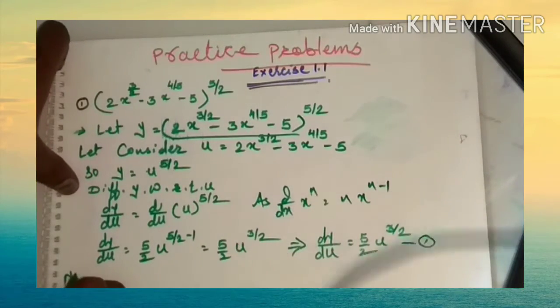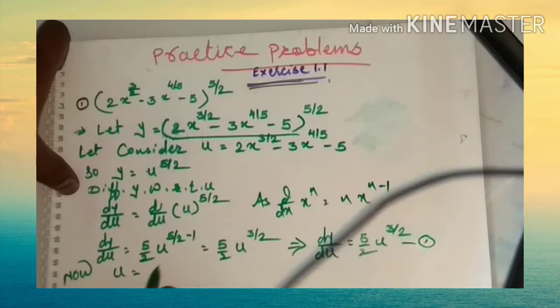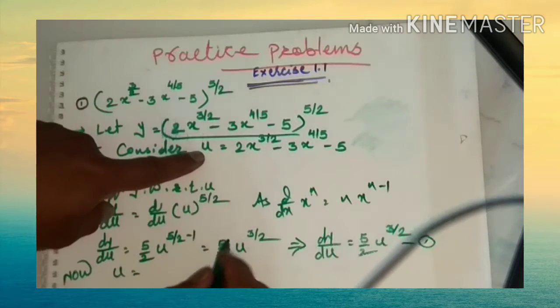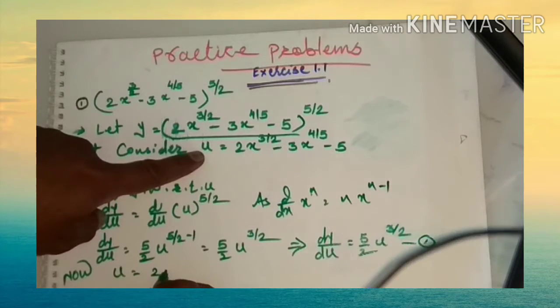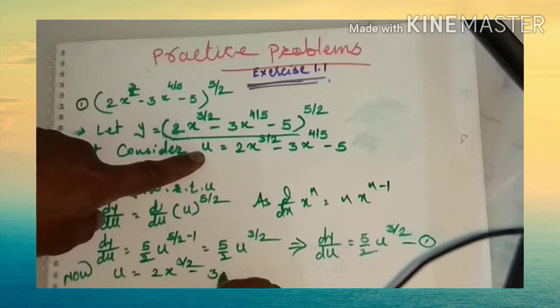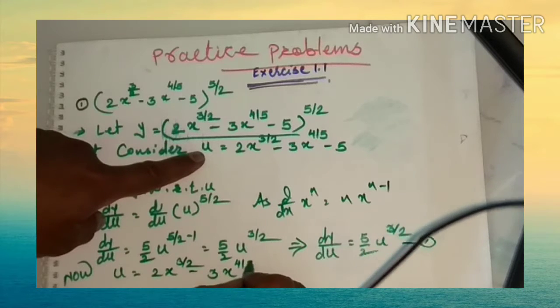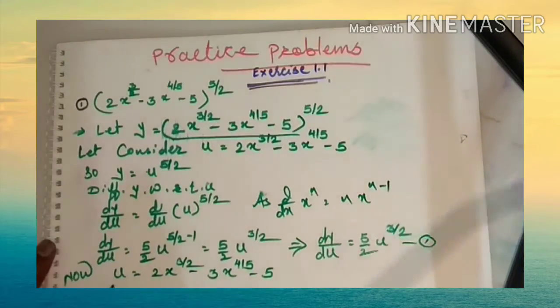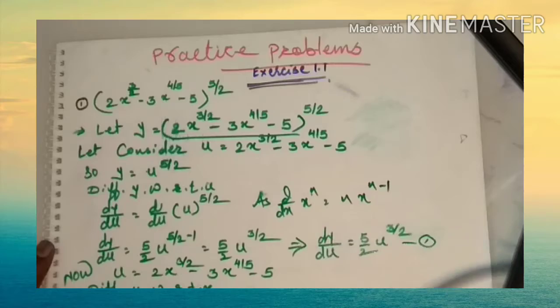Now what is u? We have here u. See, this is u. What is u? u is equal to 2 x raised to 3 by 2 minus 3 x raised to 4 by 5 minus 5. So u has come in x. So we will differentiate u with respect to x. So what we will get? du by dx, derivative of both the sides with respect to x.